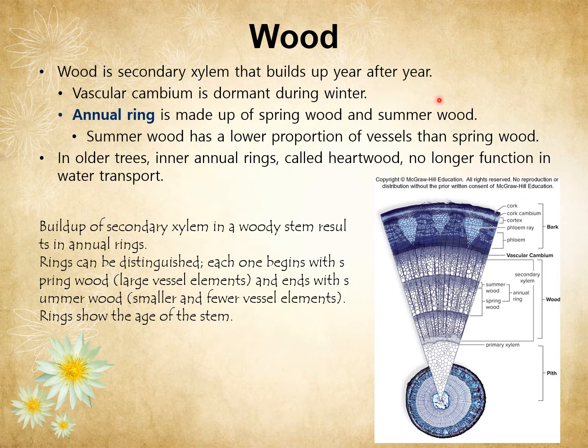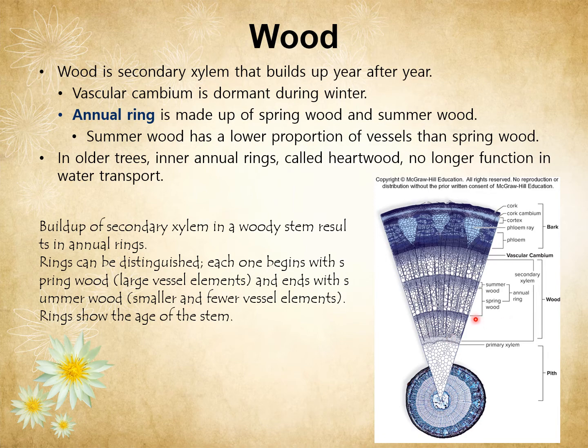The vascular cambium is dormant during winter. The annual ring is made up of spring wood and also summer wood. The summer wood has a lower proportion of vessels than the spring wood. In older trees, the inner annual rings, called the heartwood, no longer function in the transport of water. Build-up of secondary xylem in a woody stem results in annual rings. Rings can be distinguished. Each one begins with the spring wood, which has large vessel elements, and then ends with the summer wood, which has smaller and fewer vessel elements. So the ring shows the age of the stem.